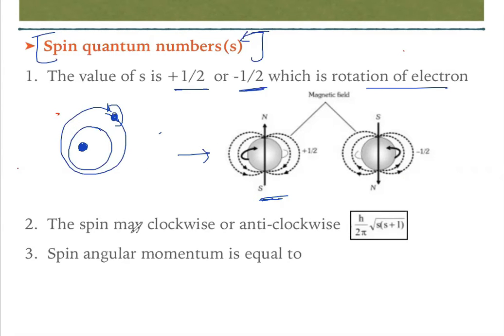Next point is spin may be clockwise or anti-clockwise, as we showed. Spin angular momentum is given by h by 2 pi square root of s into s plus 1. So if you know the value of s, you will put the value, you will get the spin angular momentum.